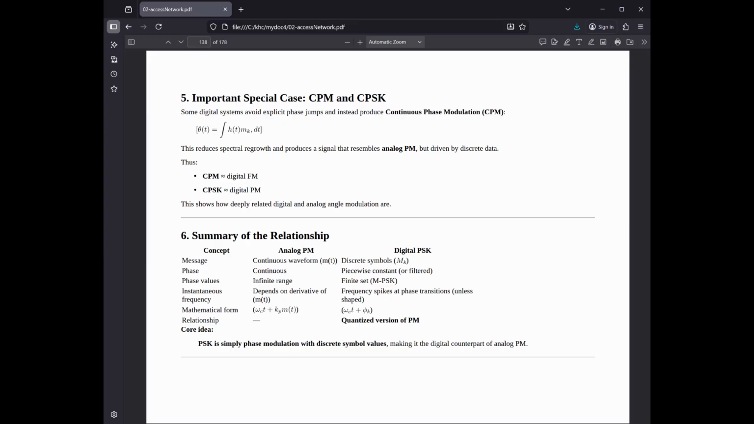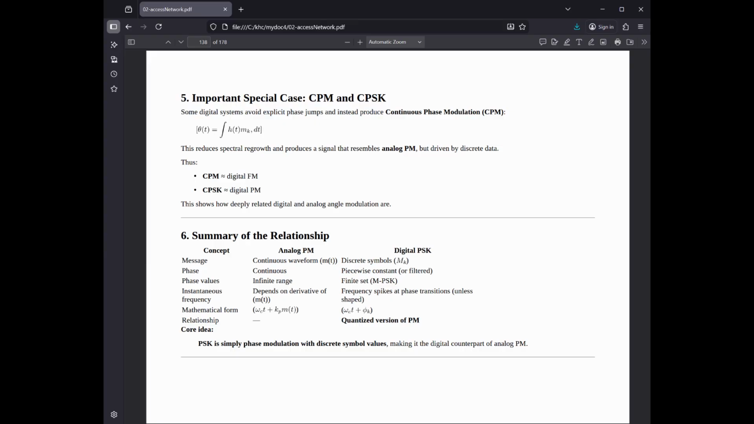2. What is CPSK, continuous phase shift keying? CPSK is effectively a specific implementation of CPM. In technical literature, it is often used interchangeably with CPFSK, continuous phase frequency shift keying. While standard PSK, like QPSK, has those abrupt keying shifts, CPSK uses a frequency shift to transition between phase states. Because frequency is the derivative of phase, a steady frequency shift results in a smooth, linear change in phase.